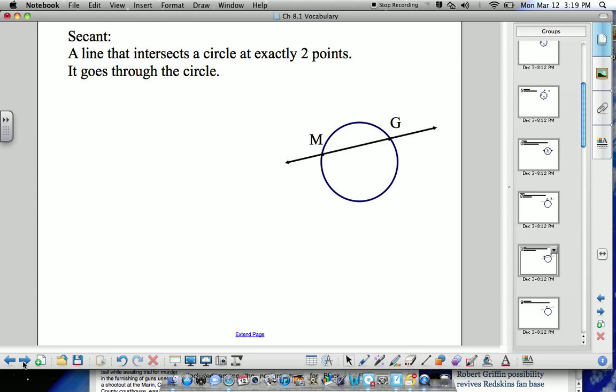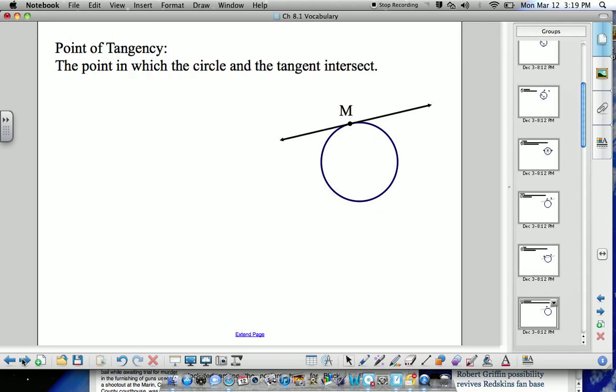A secant is a line also, but it touches a circle at 2 points. When we say instead of just touching the circle, it goes through the circle. A point of tangency. A point of tangency is the point in which the circle and the tangent intersect. Here the point of tangency would be the point M.